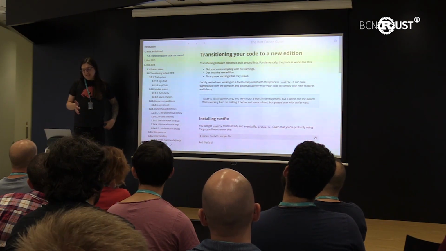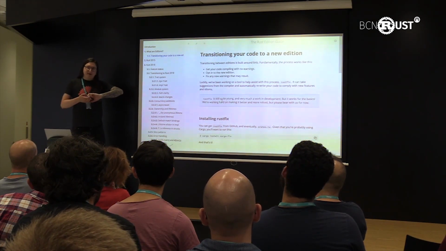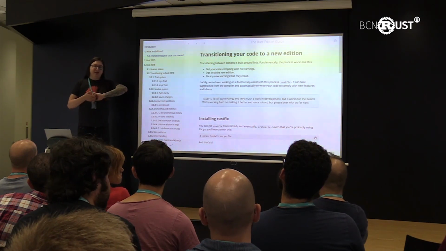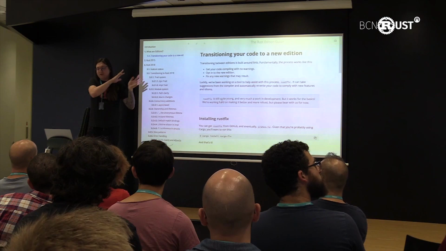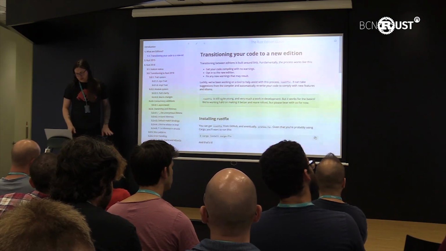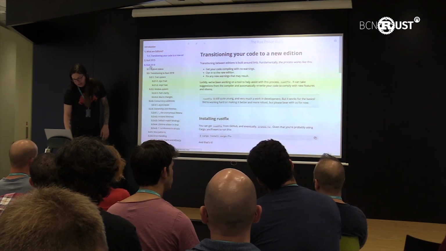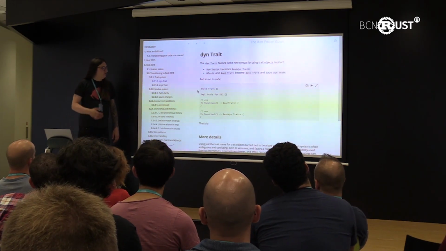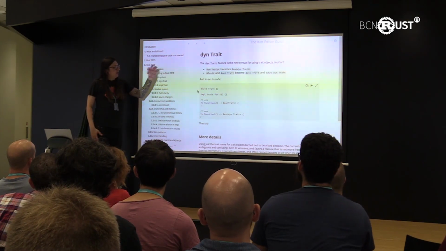And you can kind of tell it, do the minimum amount of work to upgrade my code so that it works, or you can say do the maximum amount of work and change the style of my code and do all that stuff to use fancy new features and things. So there are sort of levels you can pick. But anyway, let's talk about a couple of these features. So this is actually one that you can use today, and it is called dyn Trait.